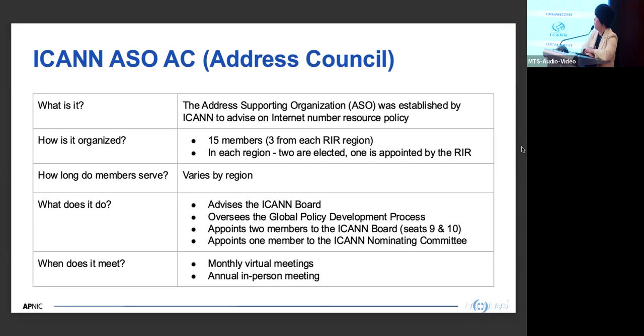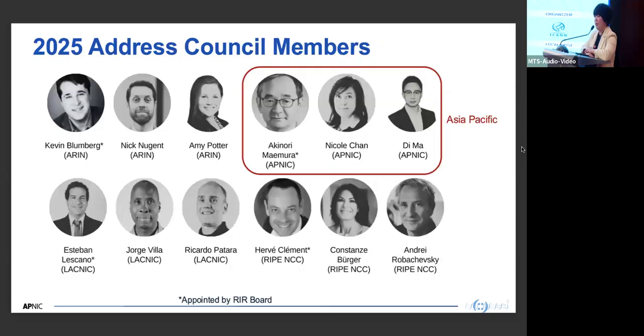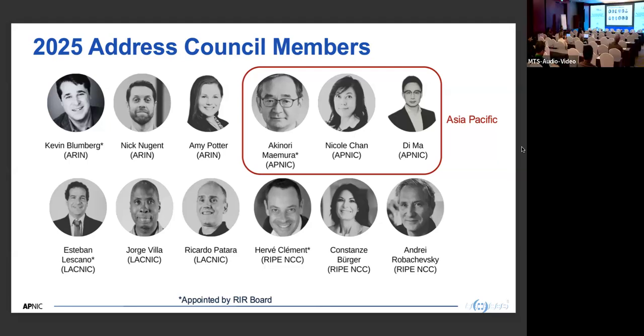Next slide. These are our ASO AC members, and I have highlighted for you, in case you don't recognize them, the ones who we have appointed from the Asia Pacific region. We have our very dear friend Akinori-san, who is with us today. Thank you for your work. And also, if you have questions, we are here to answer them about this process. Next slide.